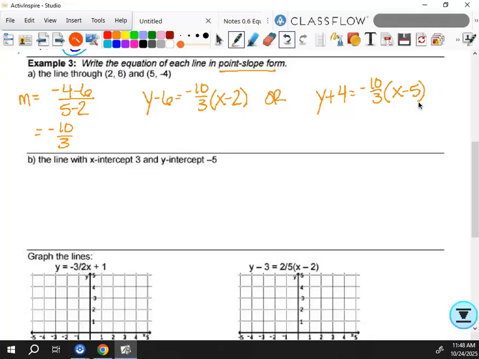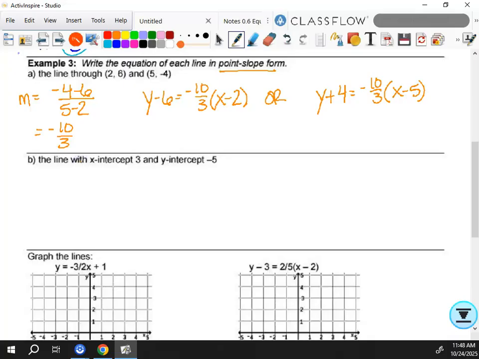Even in Delta Math, if you have to do this, those look like two completely different lines. Both answers 100% fine. If we were to graph them, we'd graph the same line. If we were to put them into y equals mx plus b, we'd end up with the exact same equation for that. But it doesn't matter either way here. Okay, we good on that? Questions?